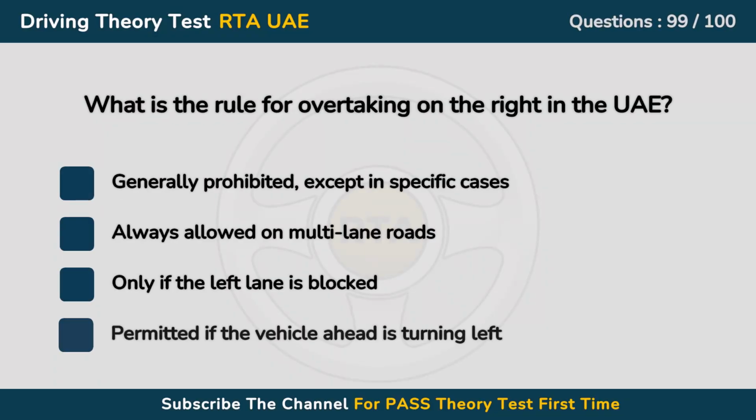Question 99. What is the rule for overtaking on the right in the country? A. Generally prohibited, except in specific cases. B. Always allowed on multi-lane roads. C. Only if the left lane is blocked. D. Permitted if the vehicle ahead is turning left.